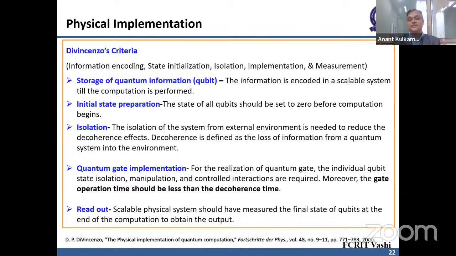I would like to emphasize one thing. It is always advisable to trace the quantum state at the end of the entire operation, however complex the operation is. You are not allowed to do it in between. Why? Because if you trace it in between, there will be quantum collapse. So it is always advisable to trace it at the end.